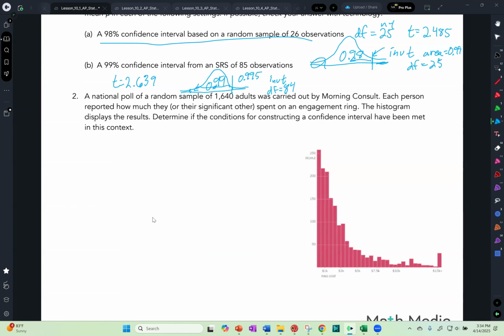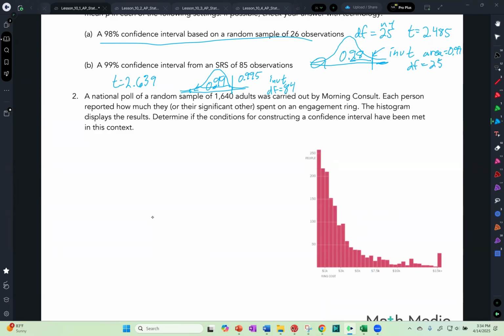I gotta say, that is gross that there's that many people spending 15,000 plus. Just my own personal thoughts on this: my wife knew I loved her without me spending $15,000 on a ring. It is better to set yourself up for success than to burn out all the money you have on a ring like that. All right.